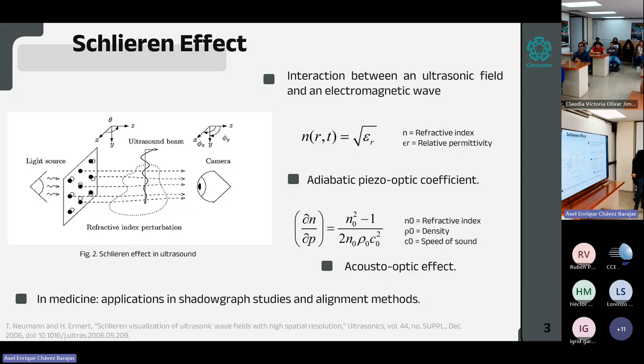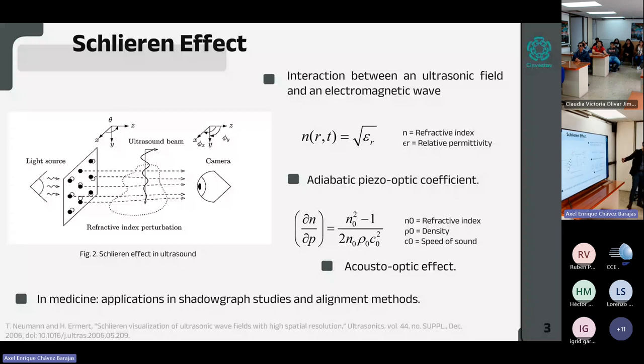Then the Schlieren effect, you can say that it is the interaction of the light with interferences. These interferences are because of the alteration in the density of the material and the refractive index. In ultrasound, this phenomenon is the interaction between an ultrasound field and an electromagnetic wave. This is because of the relative permittivity of the material. And more studies about this phenomenon define the coefficient named the adiabatic piezo-optic coefficient.